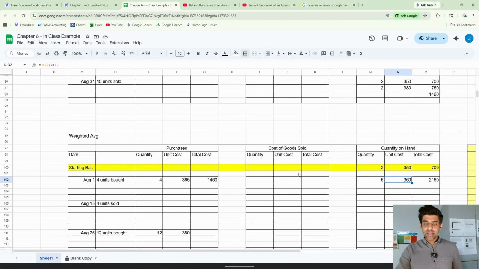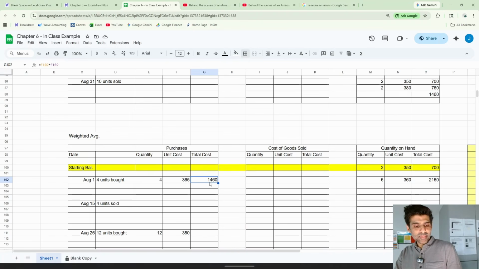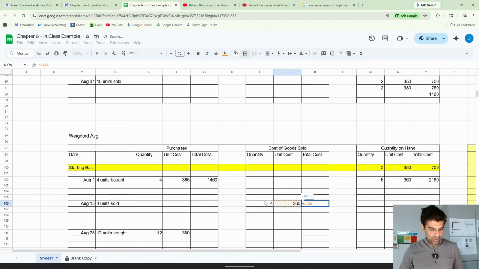So in one line, we're representing all of our inventory. We kind of did it backwards though, where we had the total cost and the number of units, and we just backed into the weighted average unit cost. So now we don't have to have the layers, because all 6 of these units are represented by one weighted average cost. Now when we sell 4 units, it's very simple. 4 units, the weighted average cost is 360, and our cost of goods sold is just 4 times that, 14,400.